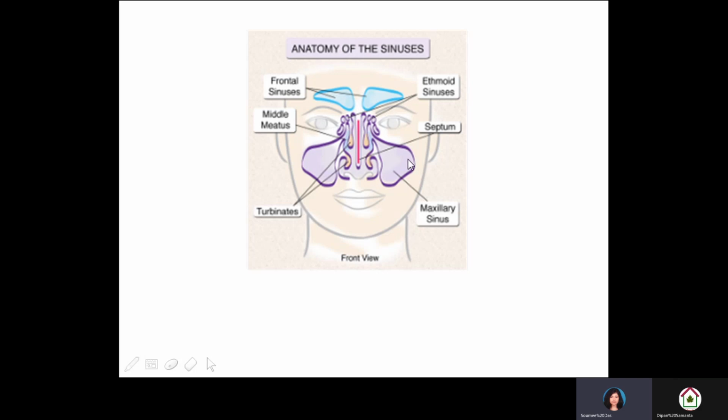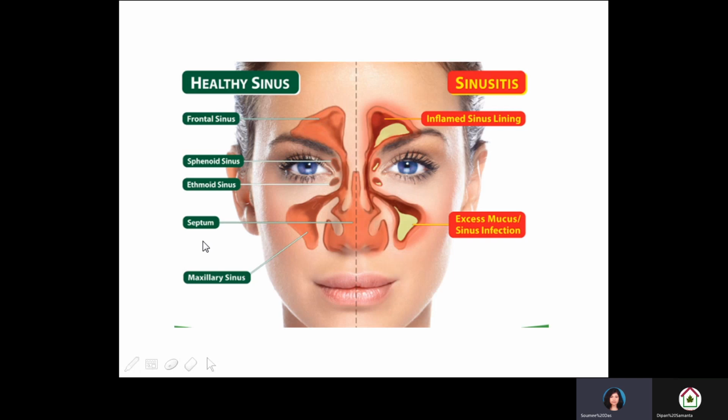This is the maxillary sinus. This is the ethmoidal sinus, and this is the sphenoidal sinus. So this is the frontal sinus, in both the halves. This is the maxillary sinus. This is the maxillary sinus. This is the sphenoidal sinus here, and this is the ethmoidal sinus. This is the ethmoidal sinus.